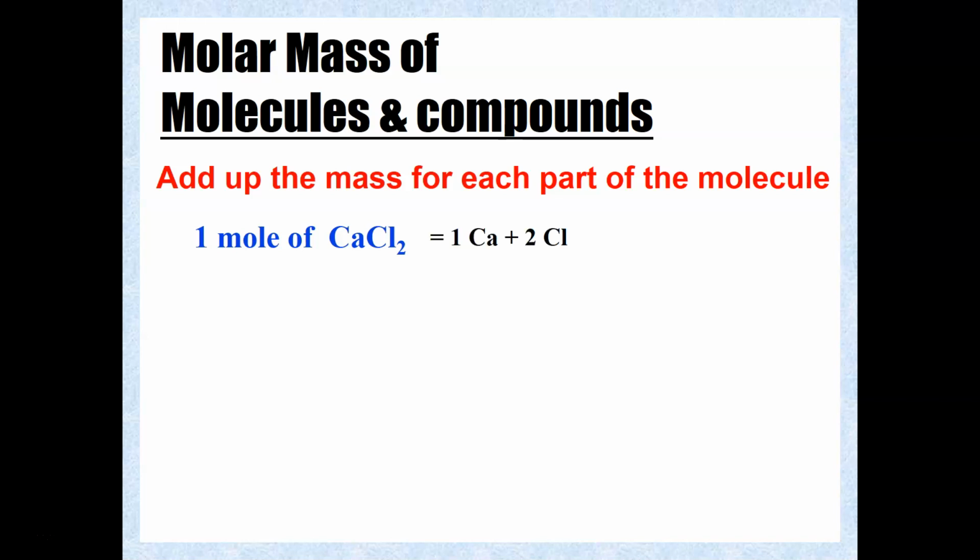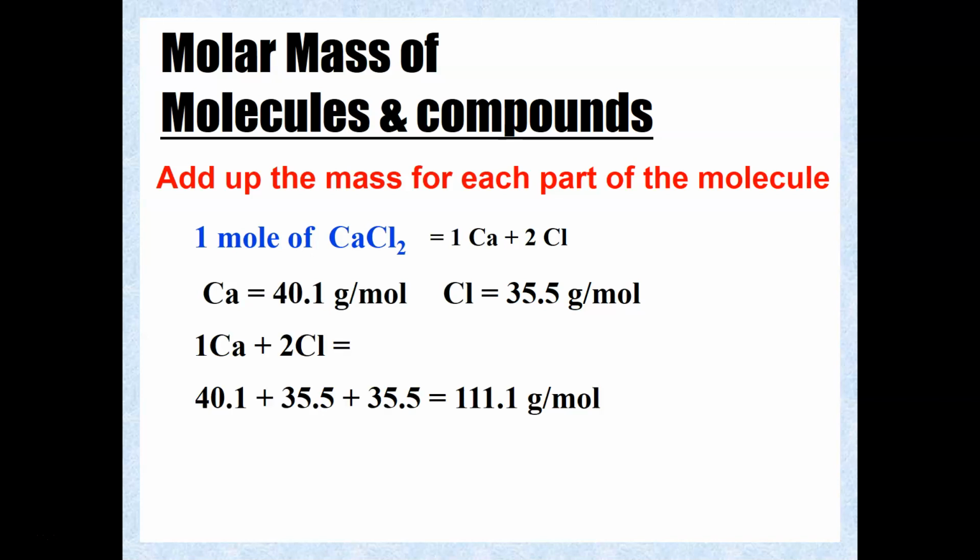But if we have the periodic table with us, we can calculate the molar mass of any molecule by adding up the pieces. So calcium chloride is made up of 1 calcium atom and 2 chlorine atoms. Looking at the periodic table, I can see that calcium weighs 40.1 grams per mole and chlorine weighs 35.5 grams per mole. If I add those up, I have 1 calcium and 2 chlorines. The molar mass of calcium chloride is 111.1 grams per 1 mole. So that means if I have 6.02 times 10 to the 23rd of these molecules and I weigh them on my scale, it's going to weigh 111.1 grams.